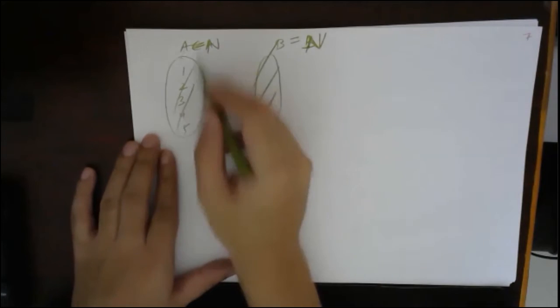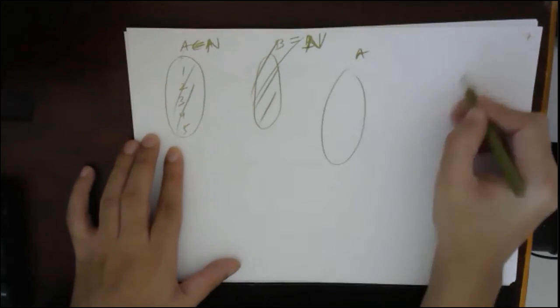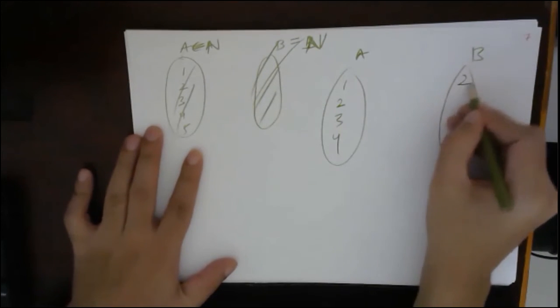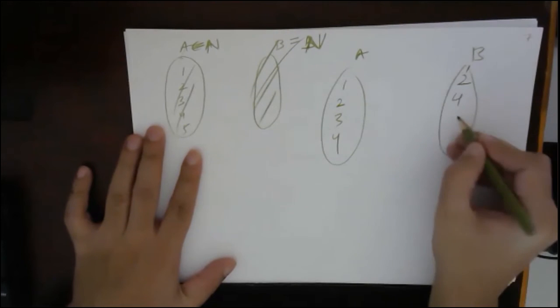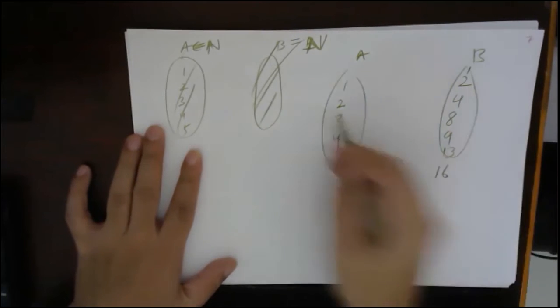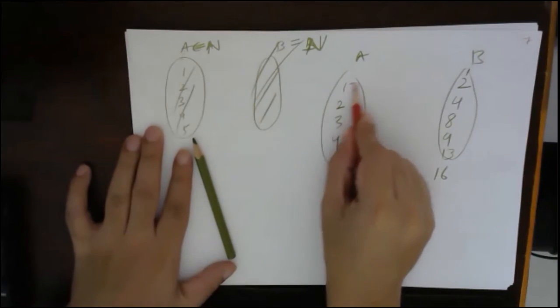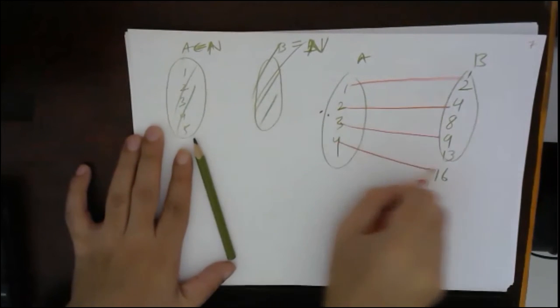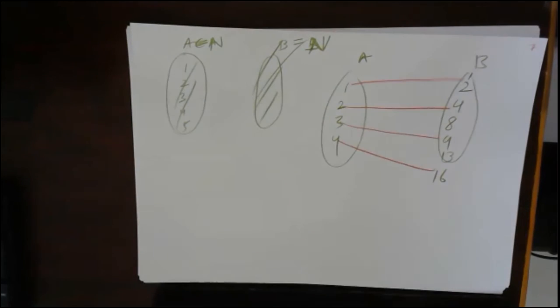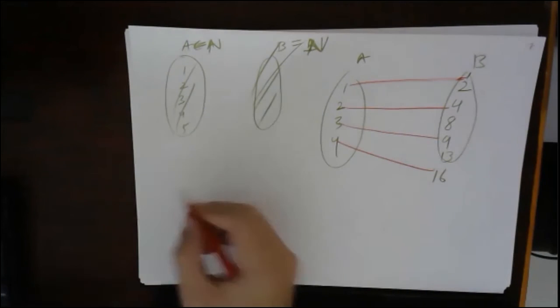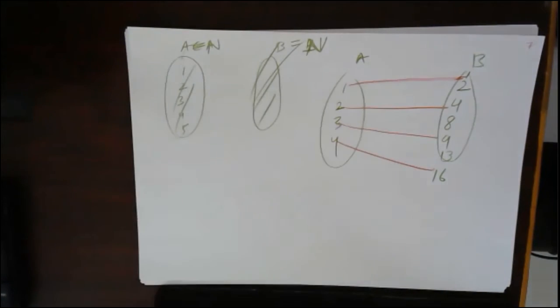So okay. So let's take set A and set B. Set A has 1, 2, 3, 4, and set B has 2, 4, 1, 2, 4, 8, 9, 13, 16. Okay, and this is the link. These are the relations. 1 is linked with 1, 2 is linked with 4, 3 is linked with 9, 4 is linked with 16. Okay, now tell me, write the roster form as well as the set builder form of this kind of relation. Write down the roster form as well as the set builder form for this kind of relation.